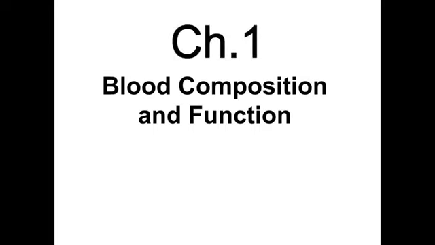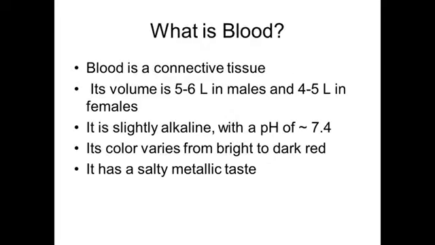Hello everyone, this topic is on the blood composition and function. So what is blood? Blood is a connective tissue. Its volume is 5 to 6 liters in males and 4 to 5 liters in females. It is slightly alkaline with a pH of 7.4.